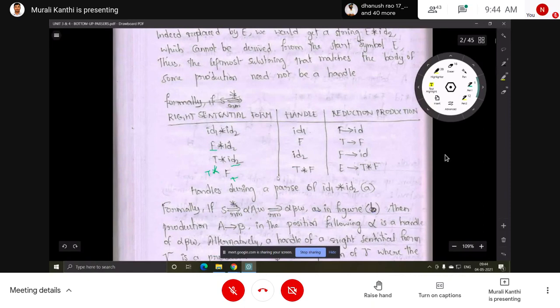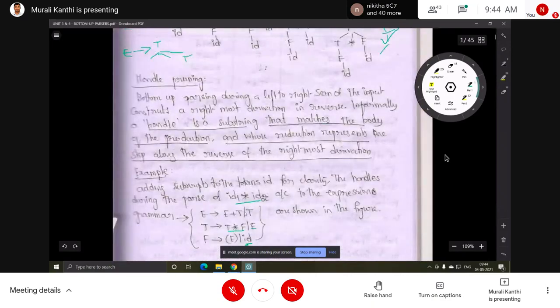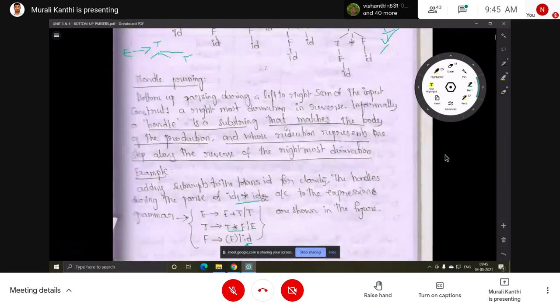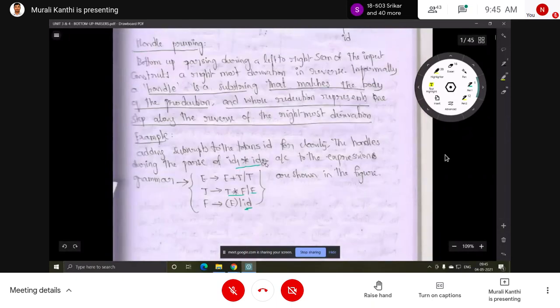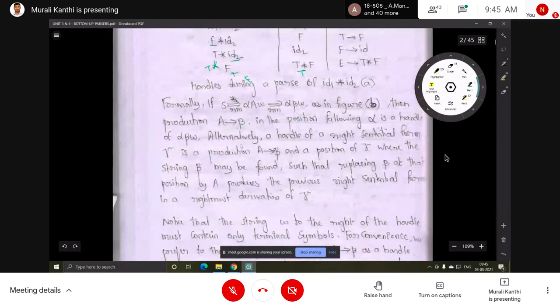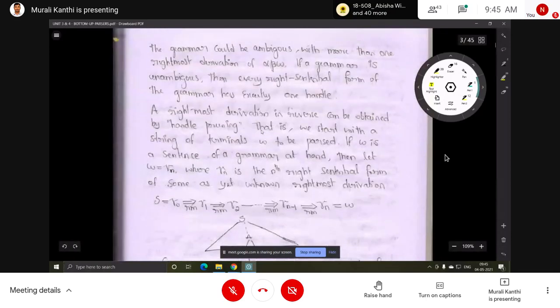Next, what is the handle? T is a handle. Now this T can be reduced by E. E is the starting symbol of the grammar, so now this string is accepted by the grammar. Like this we can check whether a given input string is accepted by the grammar or not using this bottom up approach. But some problems are there, so that is a conflict. So this is the explanation: what is a handle and what we have to do.